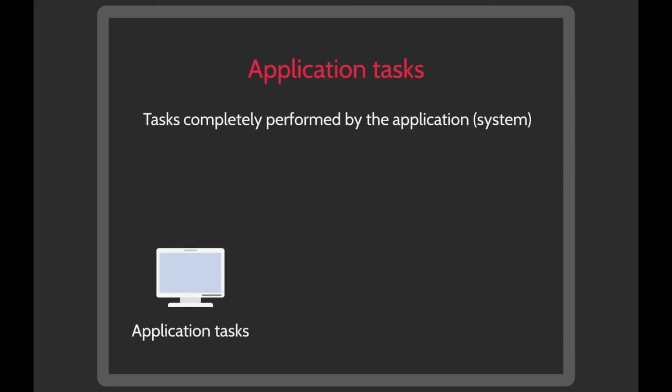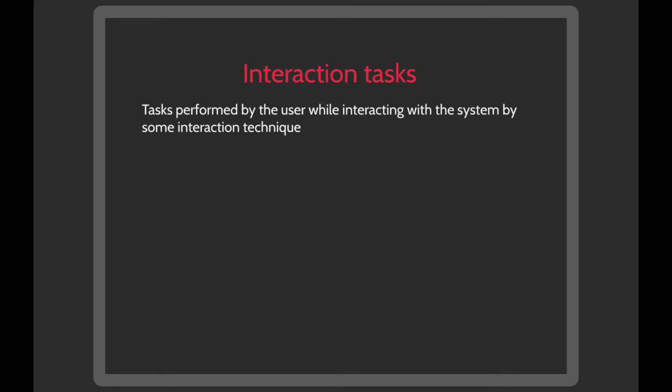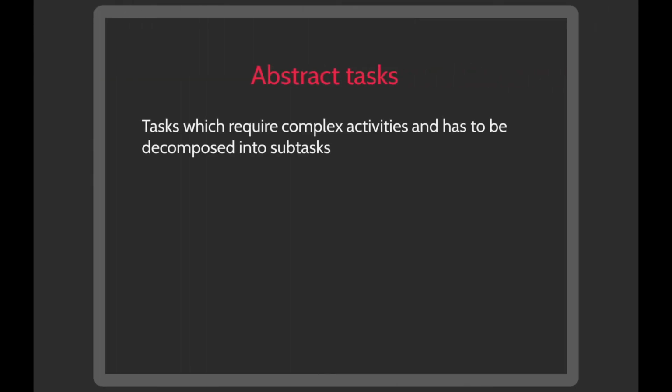We have also the interaction task. They are very important for our interface design. Here, the user will perform a task while interacting with the computer. A typical example is filling a form or editing a picture, and this is the notation used to express this. Finally, we have the abstract task, and it is used for tasks which require complex activities and have to be decomposed into subtasks, like for example, a user session, and we use the cloud to represent it.